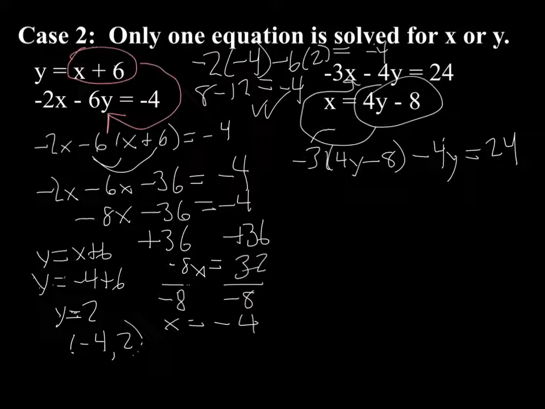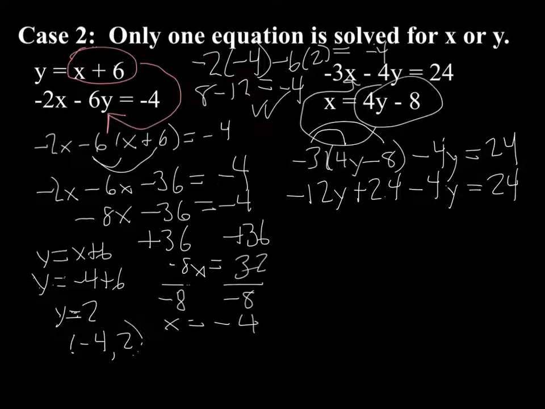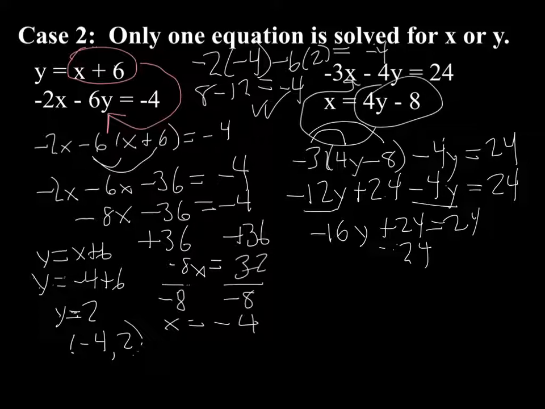Then I would distribute the -3 to both of these terms, which is going to give me -12y plus 24 minus the 4y is equal to 24. Then I combine my two like terms here. It's going to give me -16y plus 24 is equal to 24. Then I would subtract 24 from both sides. So I subtract 24, subtract 24. I get -16y is equal to 0.